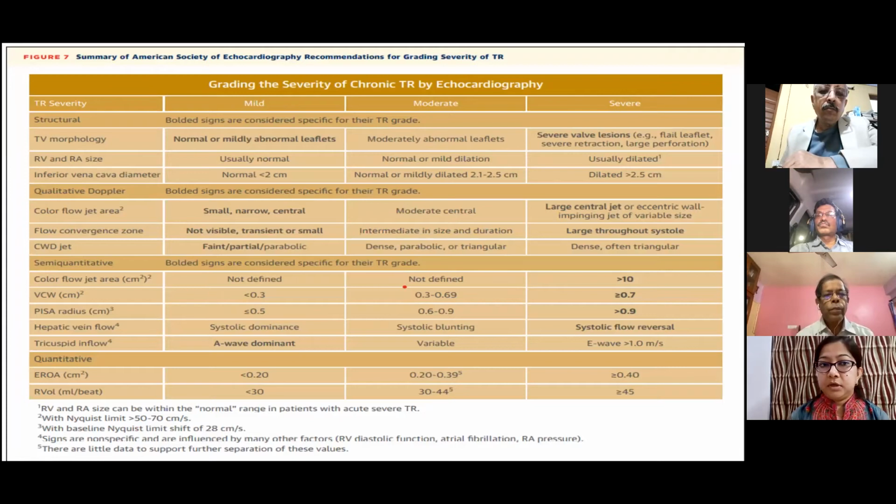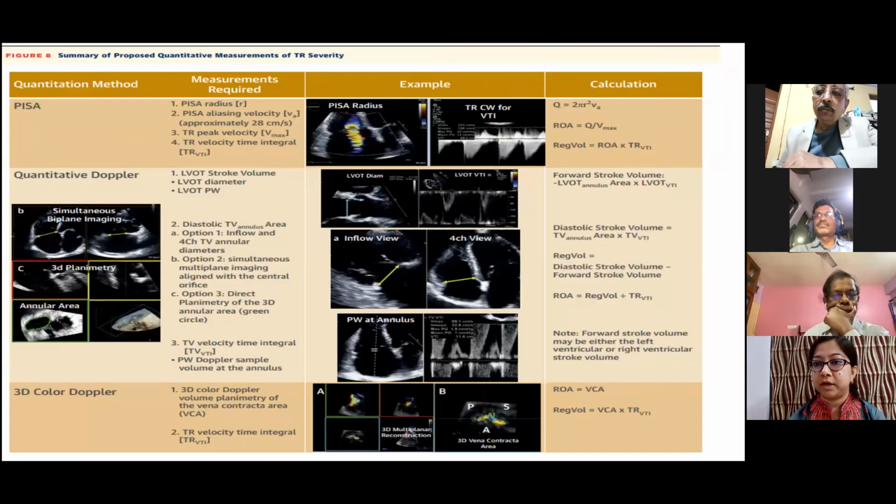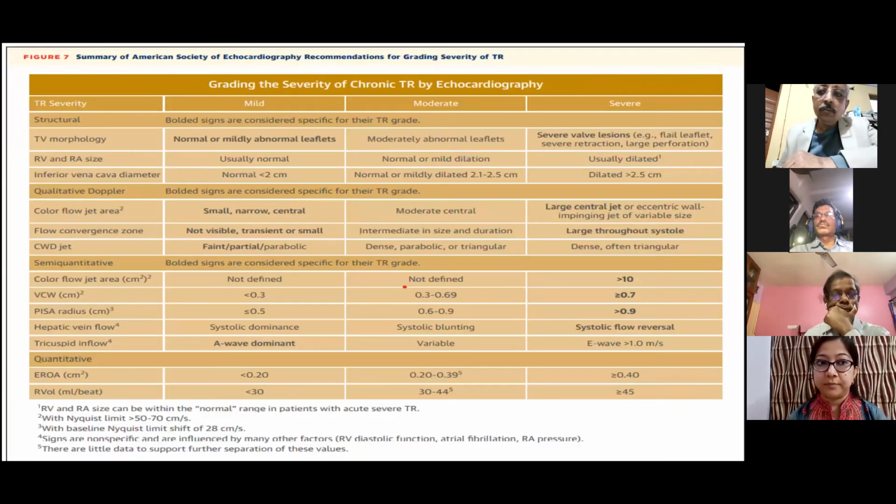So the grading, from the structural side, is the tricuspid valve morphology, then the RV and RA size. RA size of more than 18 ml per meter square. Then the RV size, measured in the four-chamber view at the basal level, of more than 42 and at the mid level around 35. IVC diameter of more than 25 millimeters denotes severe. Qualitative, which is the color flow jet area, with a large central jet throughout systole, and those impinging towards the septum, denote severe.